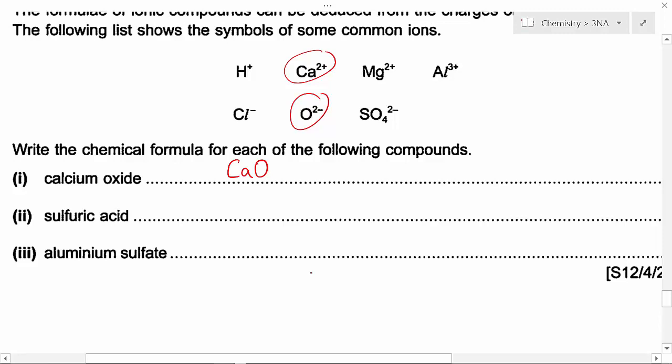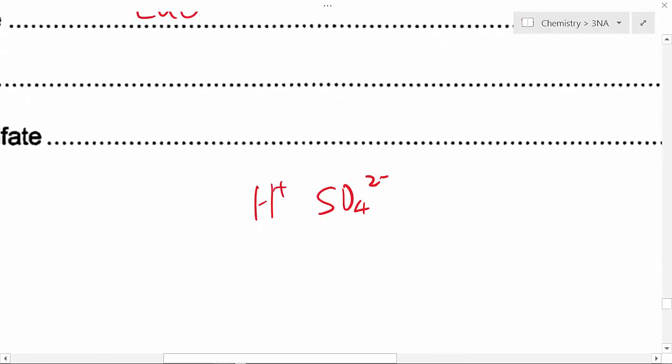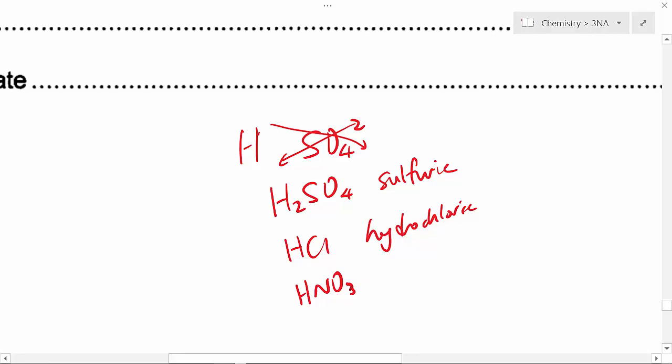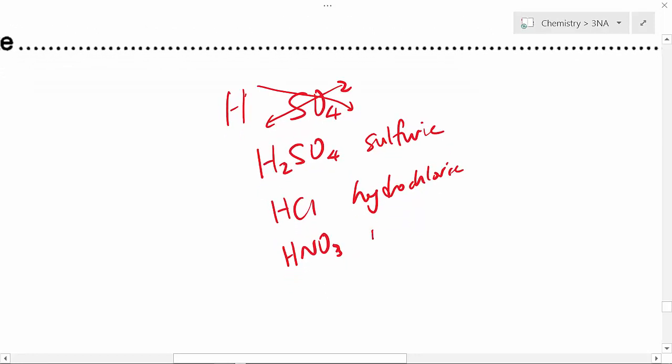Sulfuric acid. Sulfuric acid is hydrogen ions and sulfate ions. Now look at the numbers here. They are not equal and opposite, so you need to remove the charge and cross the number. Okay, no number to cross for hydrogen, so it's H2SO4. In fact, you're supposed to remember the formula of acids. This is sulfuric acid, please remember that. Okay, and HCl is hydrochloric acid, and nitric acid HNO3. Now these are the very commonly found acids in the exam paper, so make sure you know them. Nitric acid, okay, not nitrate acid.